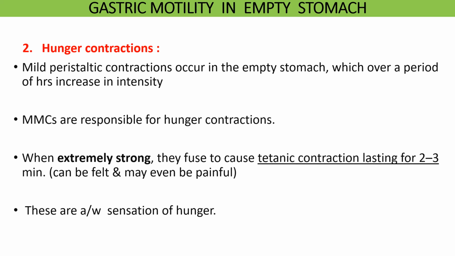The next type of movements that occur during the interdigestive period are hunger contractions. It is believed that migrating motor complexes are responsible for the initiation of hunger contractions. Here, mild peristaltic contractions that occur in an empty stomach increase in intensity over a period of time and produce hunger contractions. These contractions, as the name suggests, are also known as the sensation of hunger and can even be painful if food is not eaten on time.